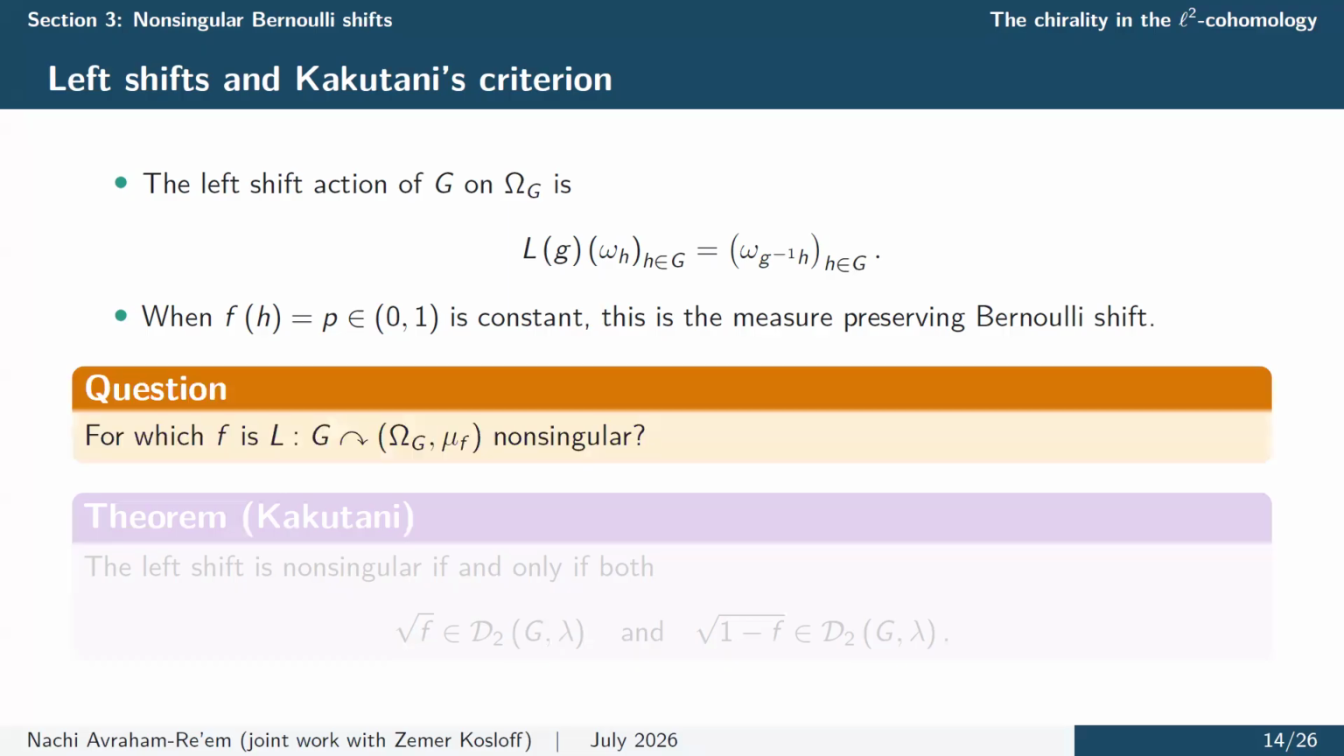But more generally, I ask for which function f that gives me the marginal distribution, and now I allow the marginals to vary, when is the left shift of the group G on the Bernoulli shift non-singular? When is the measure class of this product measure preserved under the left action? So this is maybe a too complicated setup. Please ask if there is anything about the terminology or setup I mentioned that was not completely clear.